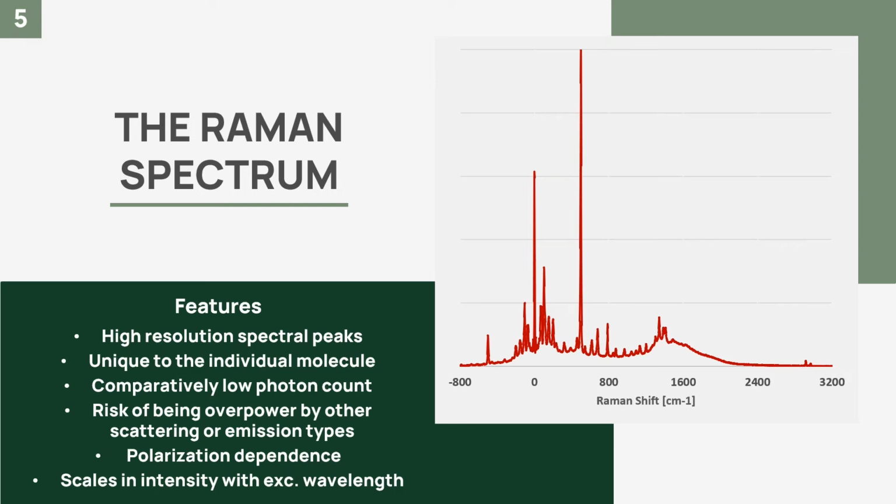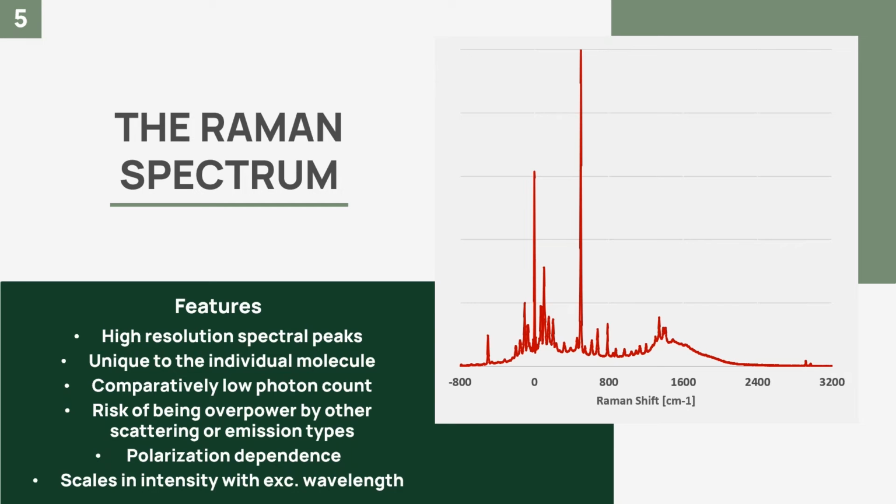You have here an example of a Raman signal that's generated, and as told before, you can see these very high resolution spectral peaks in the spectrum itself. Each of those peaks represents a vibrational mode of the molecule, and that gives a kind of barcode or fingerprint of the molecule because these vibrations are unique to the individual molecule. But because this is a very rare event, comparatively speaking, you have a low photon count. So you need something that's very sensitive to actually detect it. And you need to be careful that you don't have this effect overpowered by other effects, such as fluorescence or Rayleigh scattering or what have you.